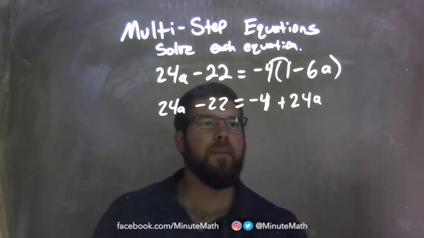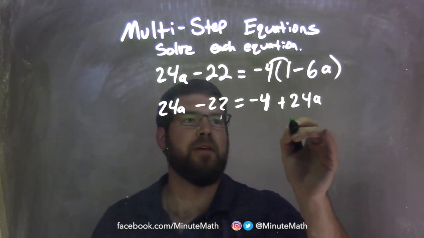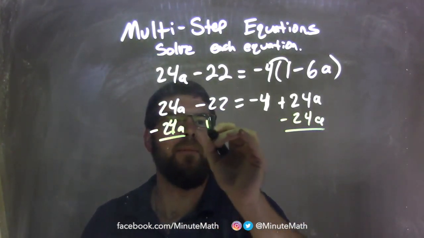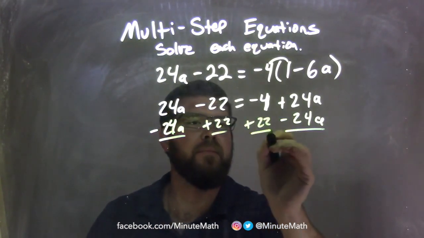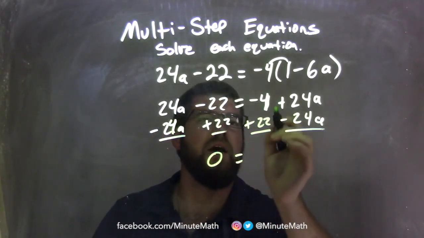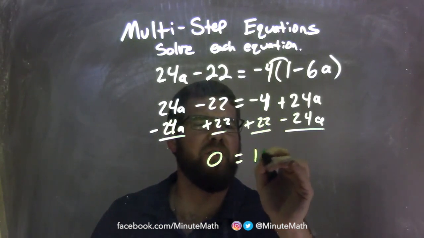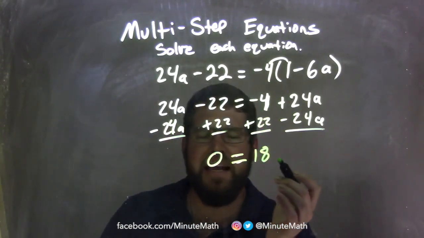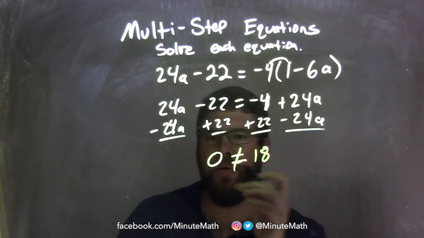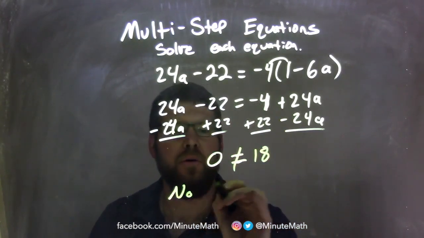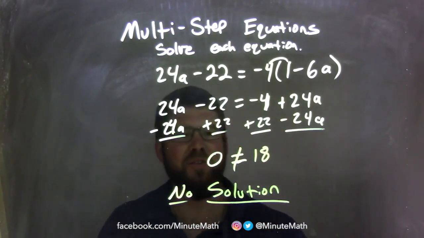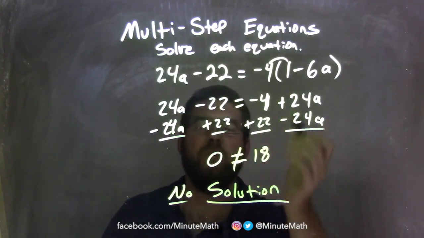Okay? Well, what I'm going to do now is combine my like terms here. So I'm going to subtract 24a, bringing it over to the left, and I'm going to add a 22 to the right. On the left, well, 24a minus 24a is just 0. Okay, they canceled out. I have negative 4 plus 22, which is a positive 18. Well, 0 does not equal 18, right? They're not equal. When you have a number not equaling another number, we have no solution. So no solution going on here, and that's my final answer. No solution. There was no number that made this equation true.